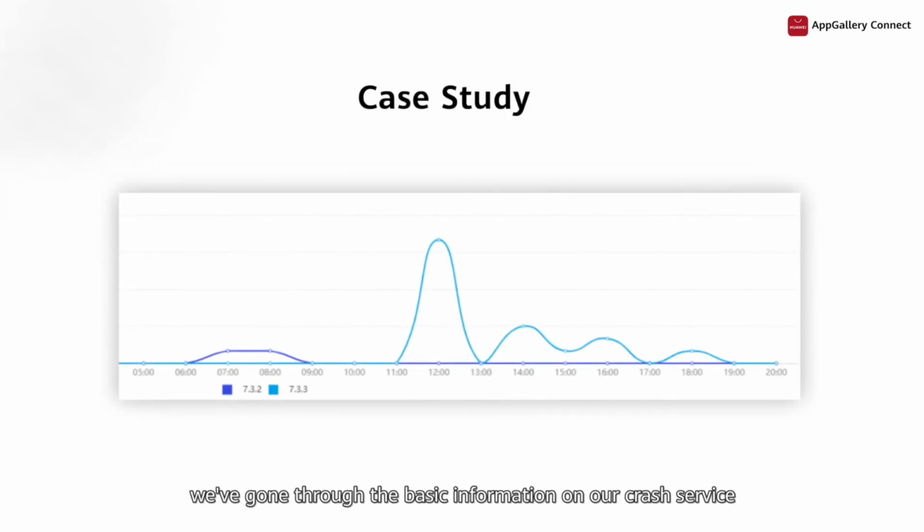Okay, we've gone through the basic information on our crash service. Now, let's look at a real scenario where it applies. The developer of a drawing app integrated the crash service into the app and then released a new app version on May 19, 2020. The same day, the developer viewed real-time crash report data and found that this new version had many crashes. The light blue curve in the figure here shows that crashes first occurred at 11 o'clock and then burst. The developer quickly solved the issue using the crash report.